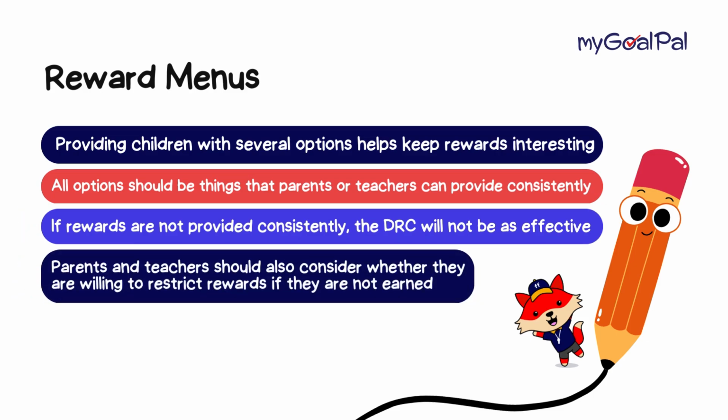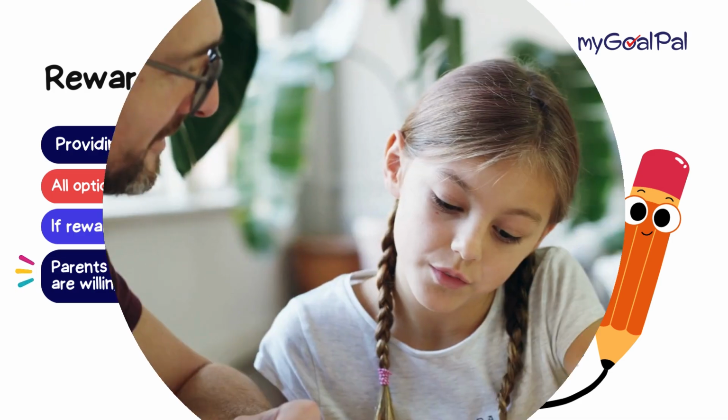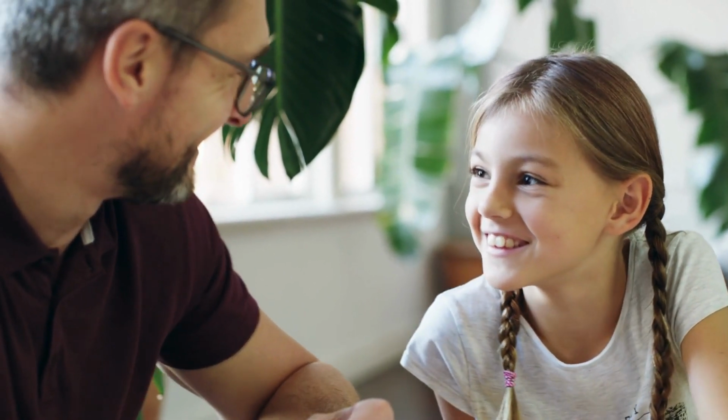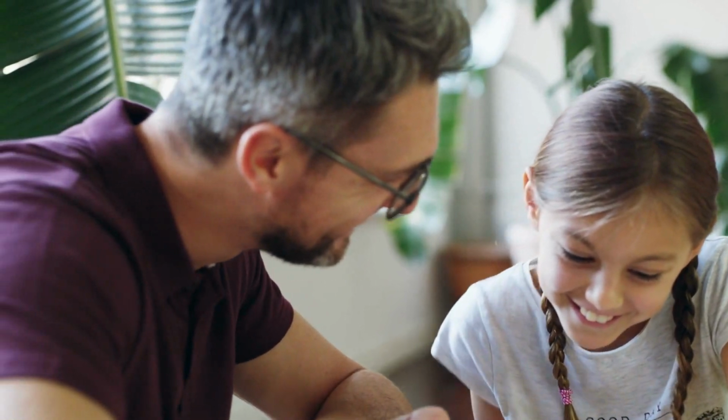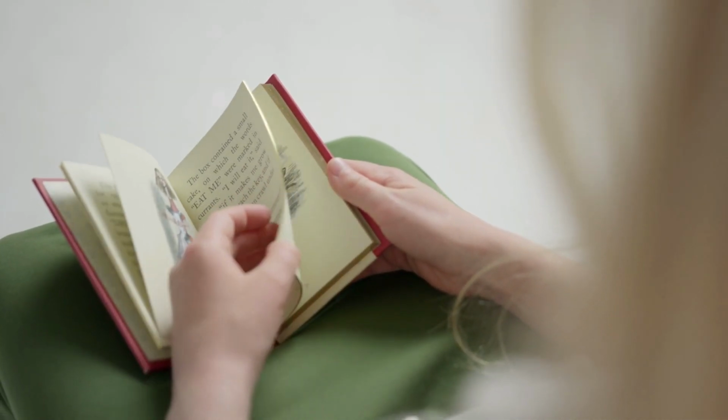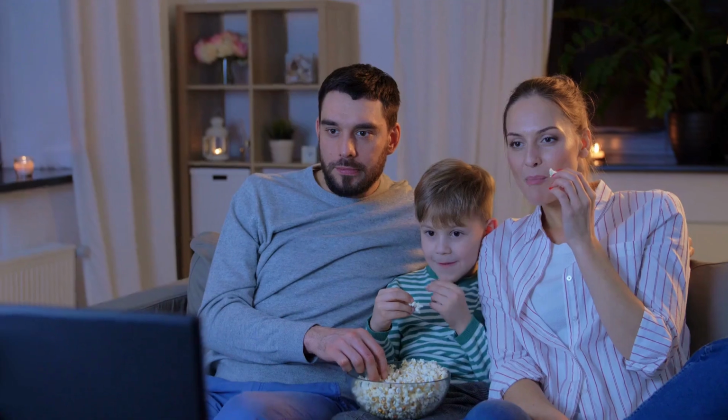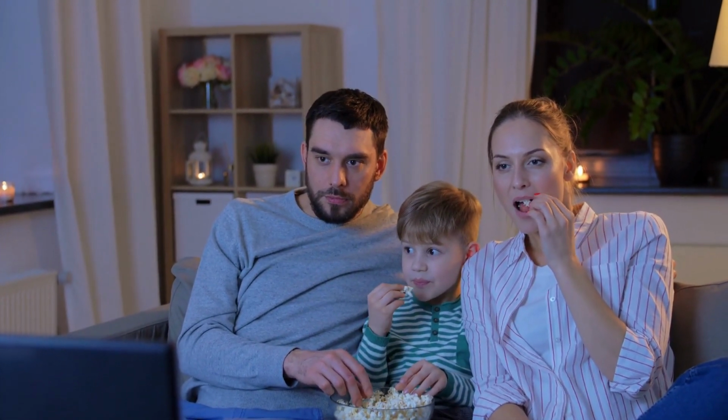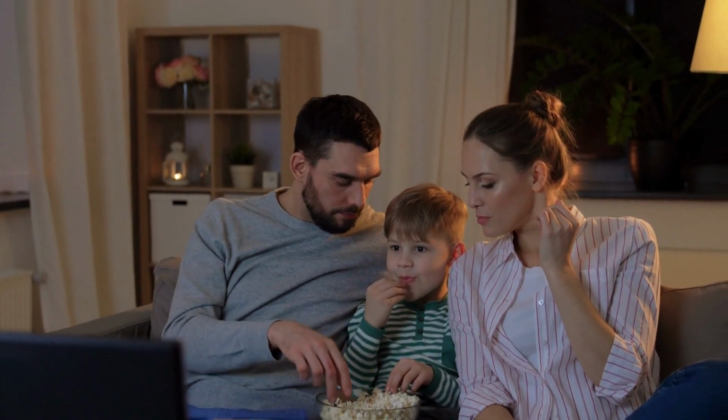It is just as important that you are willing to restrict rewards when they have not been earned. For example, if you want to read with your child every night regardless of how they did on their DRC goals, then reading with a parent would not be a good reward option. You may instead consider adding extra reading time or a different parent-child activity as a reward.